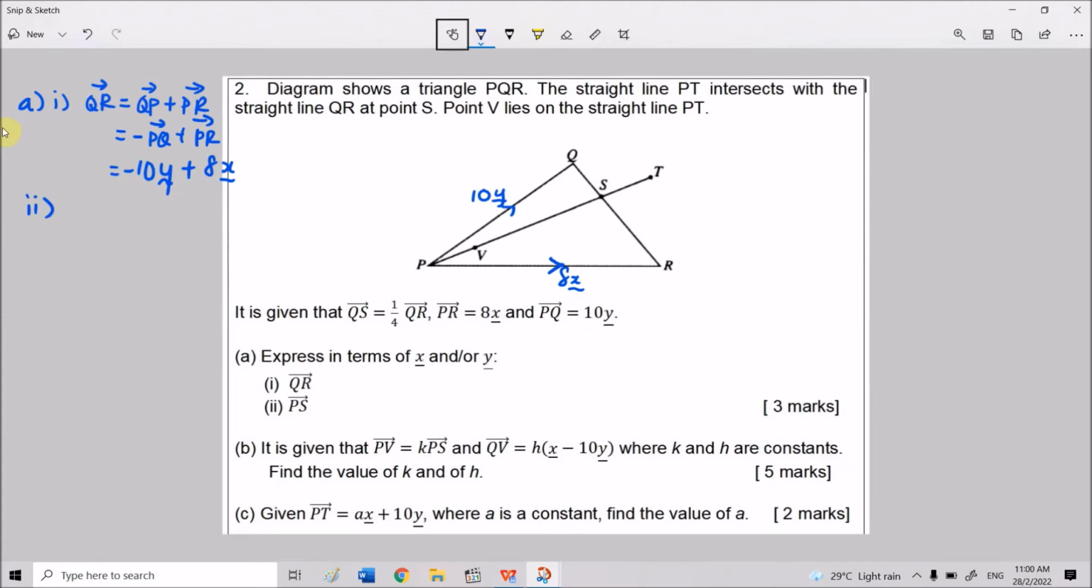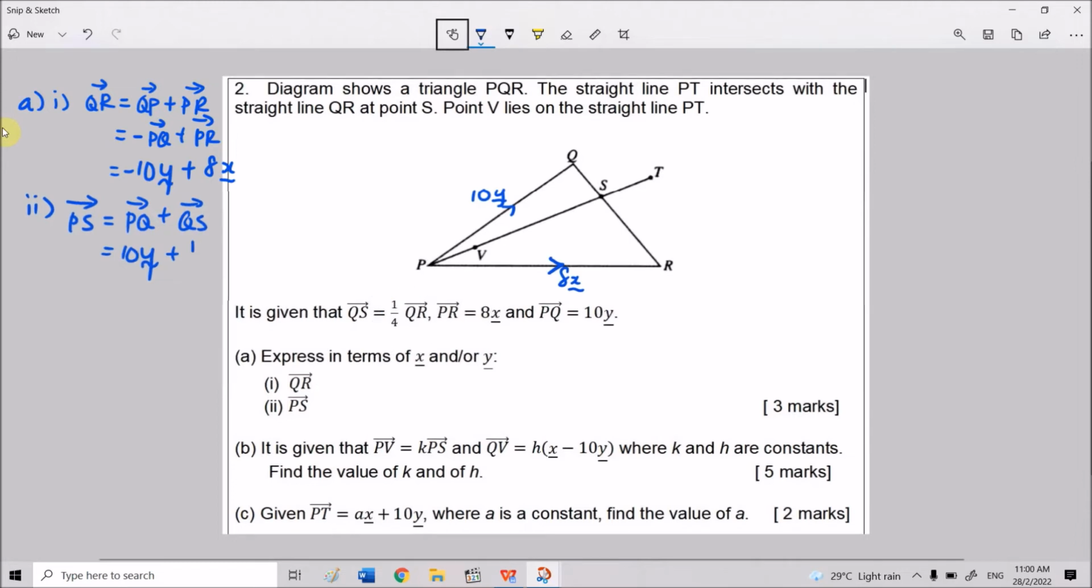Question number 2, A2. PS, from P to S, again we don't have information from here yet, so we can either take PQ, QS or PR, RS. Both you'll get the same answer. For my solution here, I will take PQ, QS. So I write vector PS as vector PQ plus vector QS. PQ, no problem. We know that PQ is 10 vector y. Problem now is the vector QS. So we look at the additional information here. We found that vector QS actually equals to this.